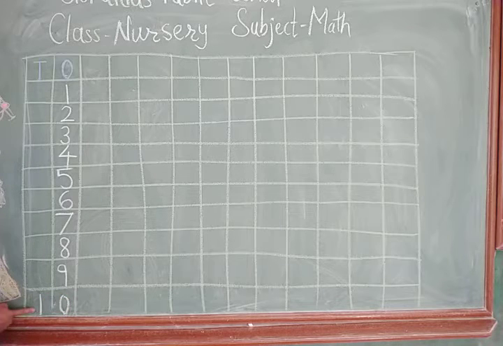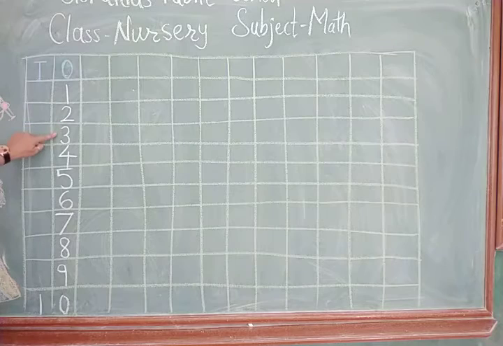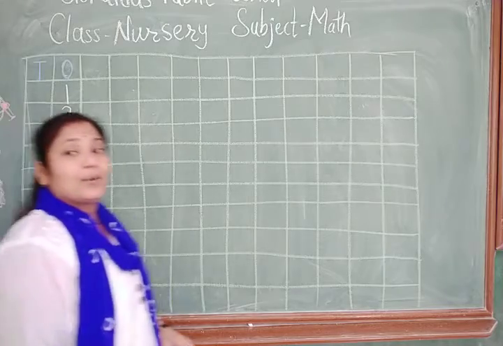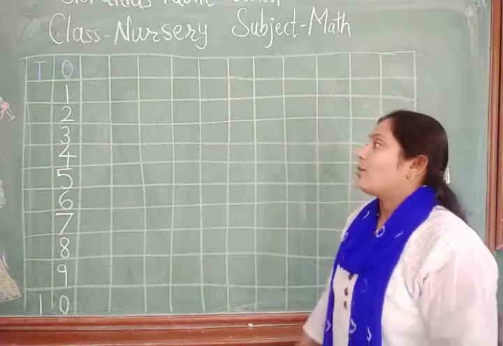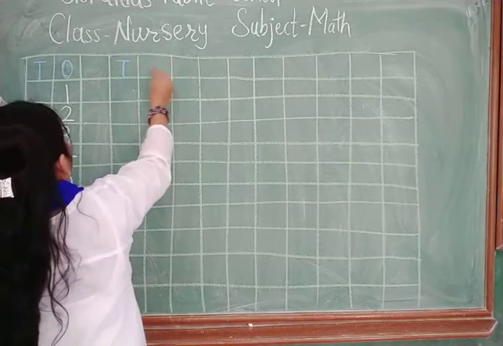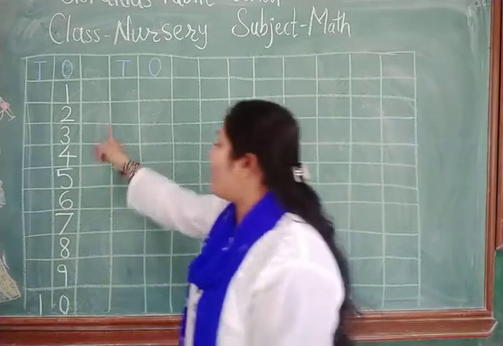1, 0, 10. So here we write number 1 in the tens column and number 0 in the ones column. So here we write numbers from 1 to 10. Again repeat: 1, 2, 3, 4, 5, 6, 7, 8, 9, 10. 1, 0, 10. Okay? Now kids, one more time we are writing. Do practice at your home. Write T for tens and O for ones. And again, skip one line here.